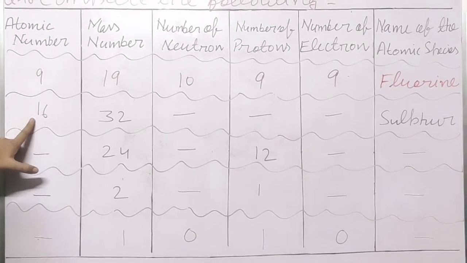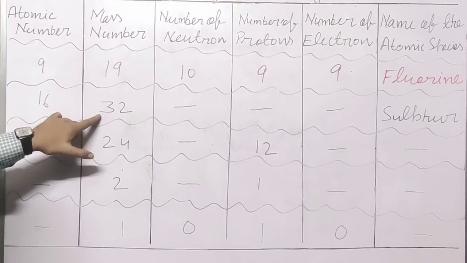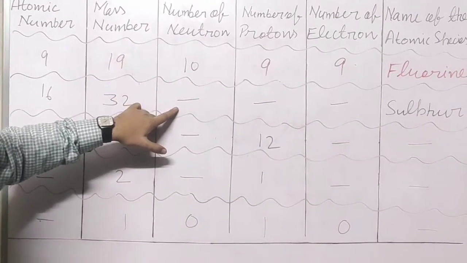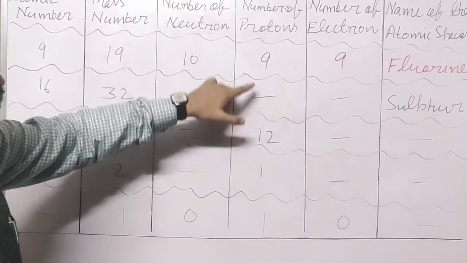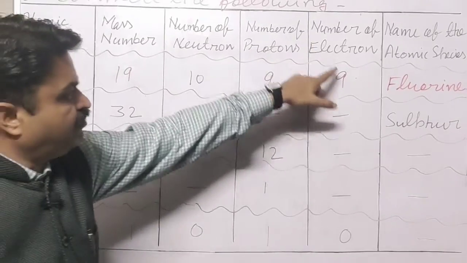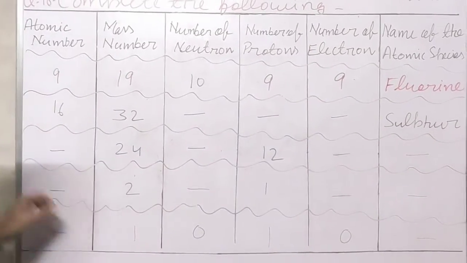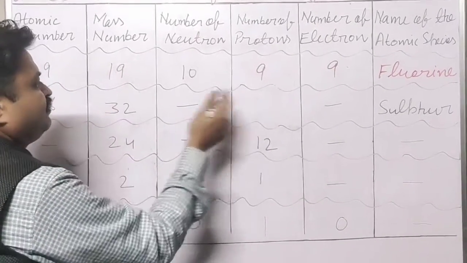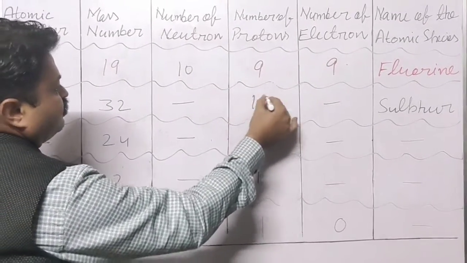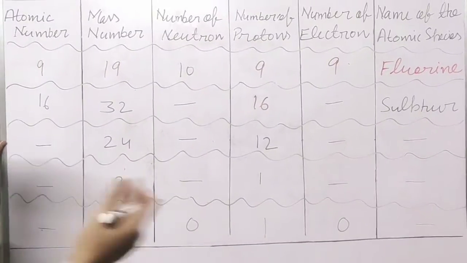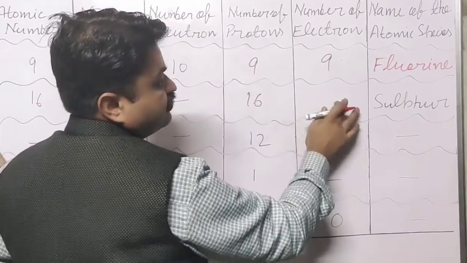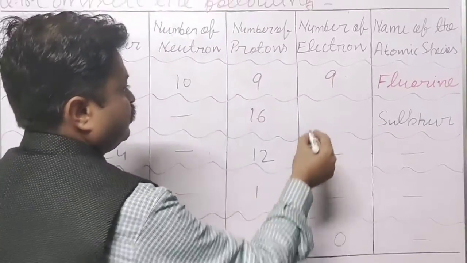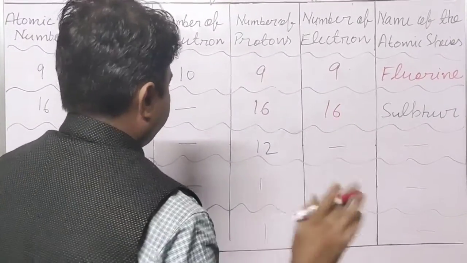Next, student, the atomic number is given here. It is 16. The mass number is given here. It is 32. The number of neutrons is not given, the number of protons is not given, and the number of electrons is not given. So easily we will write the number of protons here, which is always equal to the atomic number. So it is 16. And as we are looking here that it is a neutral species, the number of electrons is also 16.